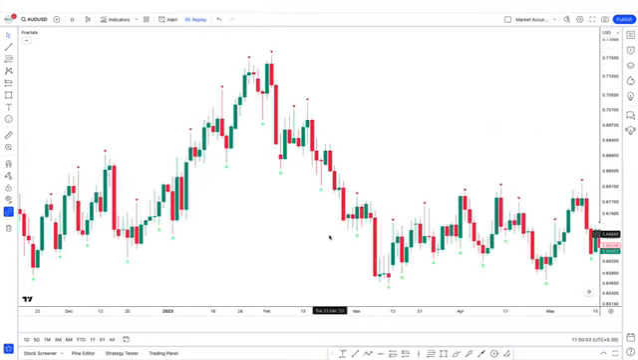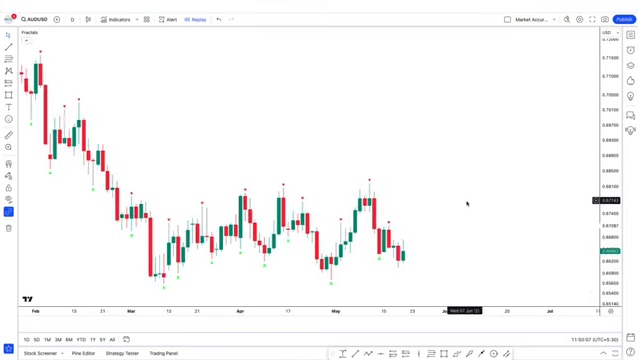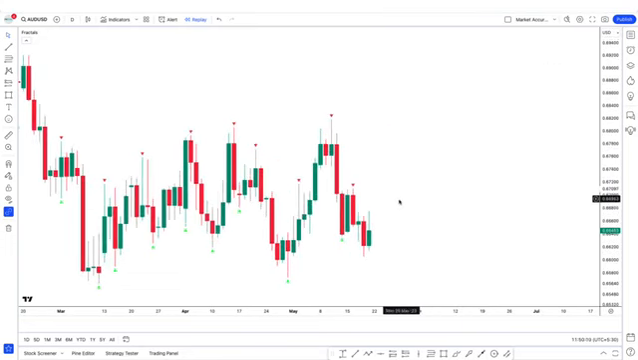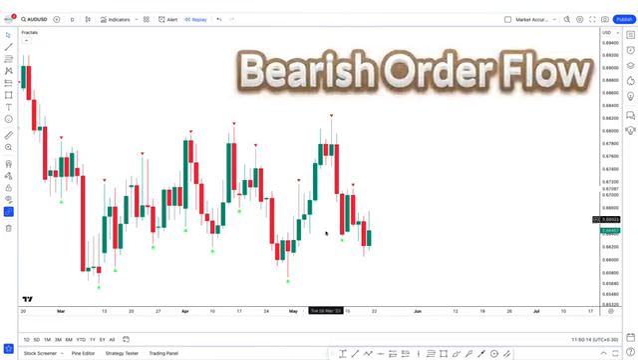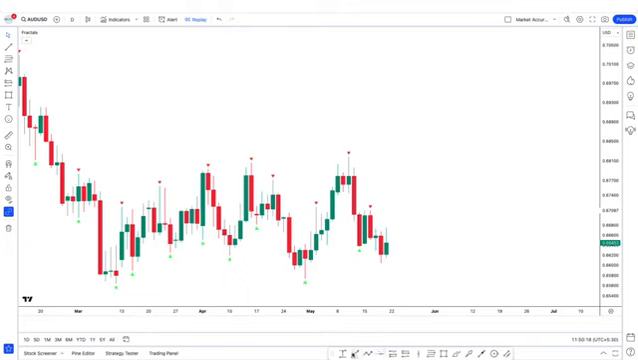So for example, if I look at this, you can see that we have been going down, right? You don't have to go way back in time. Just open your chart, go to the daily time frame and see where are we going. So in this example, you can see we are going down. That is your bearish order flow. So we are only going to trade with the trend, and that is the key here.